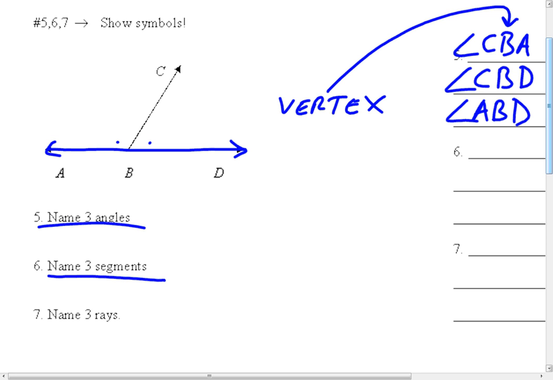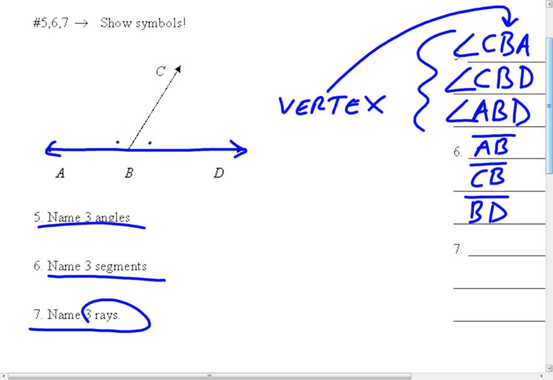3 segments. First thing I do, segment, segment, segment. Do not confuse that with your line symbol. How many letters typically for my segments? 2. What we got? AB, I got CB, I got BD. There's going to be a variety of answers here. Could I switch the order? Yes, still the same segment. I could switch around some of the ordering for the angles also. Just make sure that you put your vertex as the middle letter.